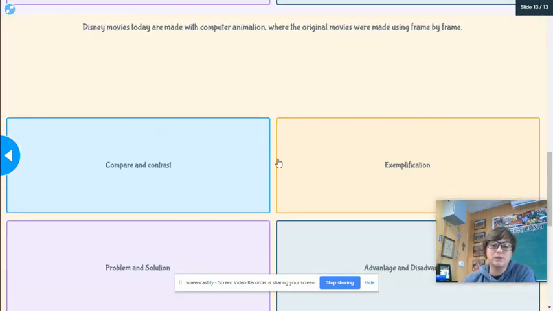Let's look at the next one. Disney movies today are made with computer animation, where the original movies were made using frame by frame. So which organizational pattern would this be? Hopefully you said compare and contrast, right? Because they're comparing Disney movies of today, which are made with computer animation, to the original ones, which were made using frame by frame.